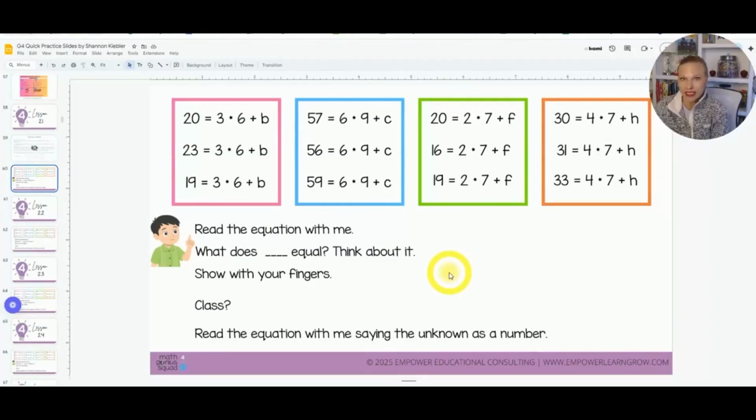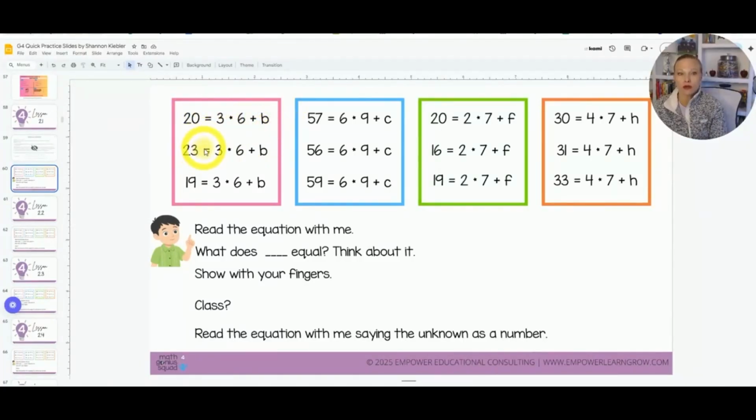Read the equation with me, saying the unknown as a number. 20 equals 3 times 6 plus 2. Now, what I find is that at least the first box, we have to do some of this out loud. If students are not coming up with the right number, you're not seeing 2s, now we're going to do some of the math together. The student leader would say, class, 3 times 6, and the whole class would say 18. Now that I have 18, the student leader would say, what does b equal? Think about it. Now I know this is 18. What do I have to add here to get to 20? Class, b equals 2. Read the whole thing with me. 20 equals 3 times 6 plus 2.